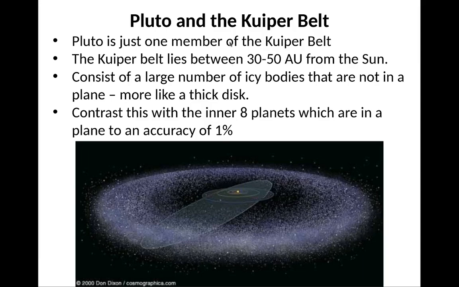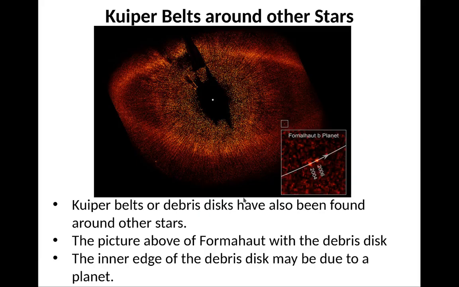Okay, Pluto is just one member of the Kuiper Belt. The Kuiper Belt lies between 30 to 50 astronomical units from the Sun, and consists of a large number of icy bodies that are not in the plane. So it's more like a thick disk, right? Pluto, if we exclude it, basically orbits in an eccentric orbit that is not in the same plane as everyone else. If you contrast this with the other planets, Pluto does not belong in the same class. And this is mainly the reason why Pluto was demoted as a planet so many years ago.